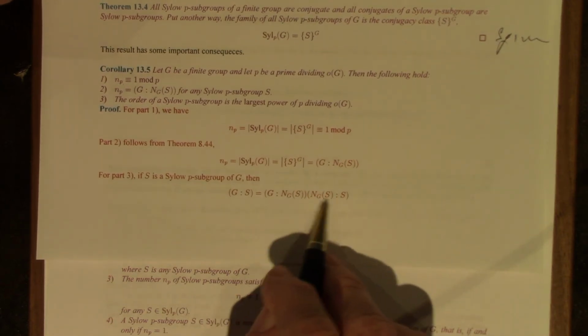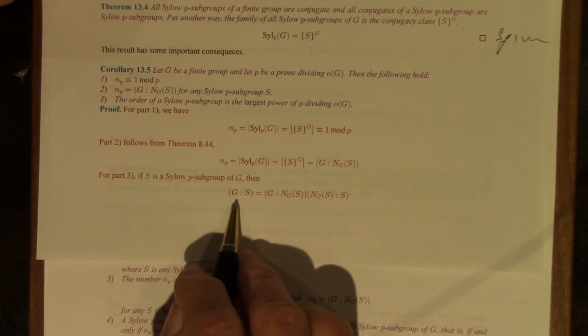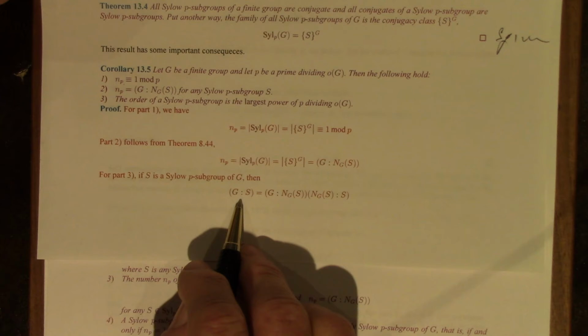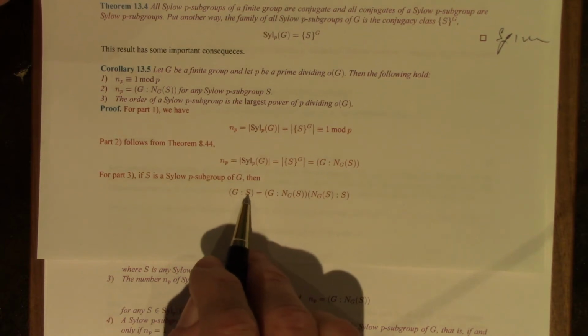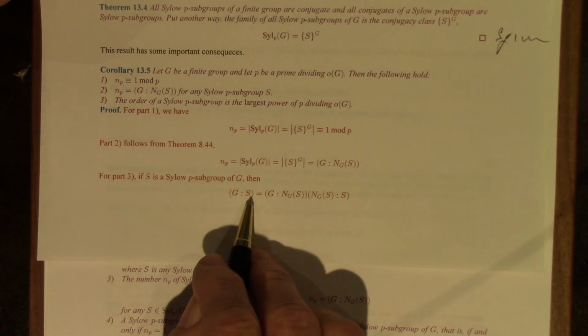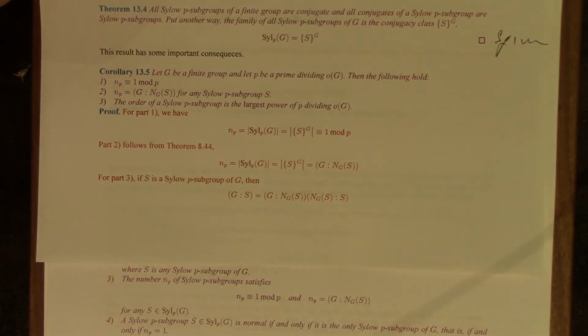So neither of these is divisible by P, therefore this is not divisible by P. And so this is the order of G divided by the order of S. So the order of S better be the largest power of P that divides the order of G.